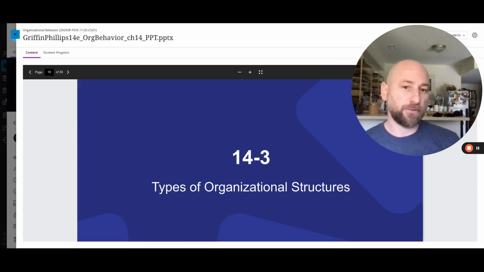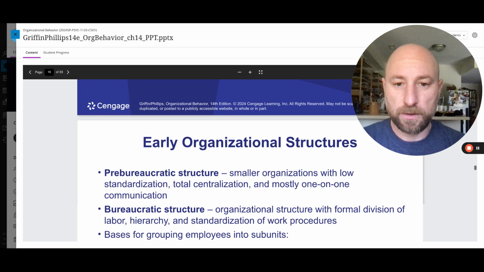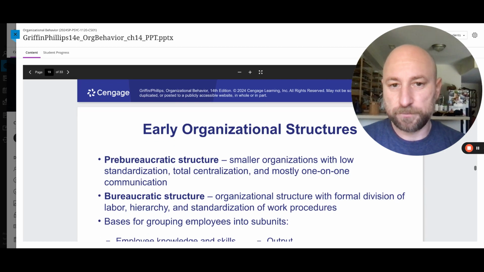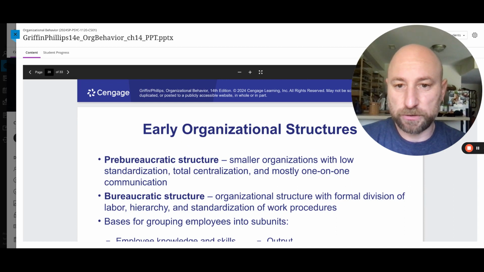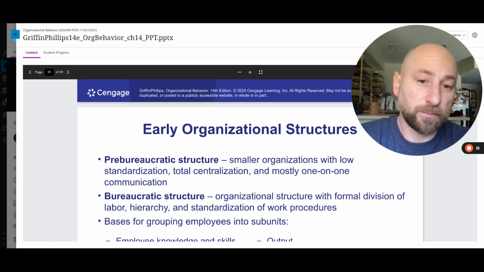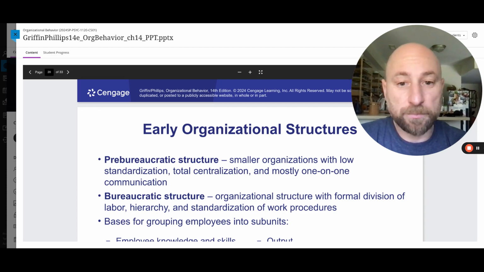14.3, types of organizational structures. So in the early stages, organizational structures look something like this. Pre-bureaucratic structure: smaller organizations with low standardization, total centralization, and mostly one-on-one communication. This could be a small store with just a handful of employees. Could be a startup, a tech startup.